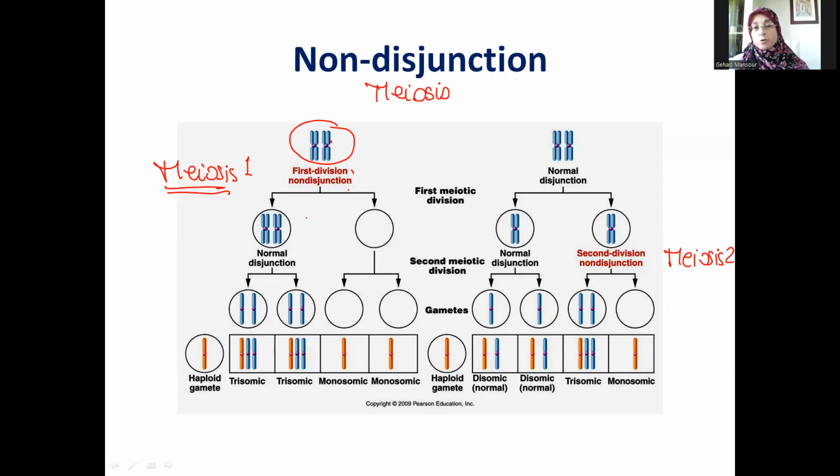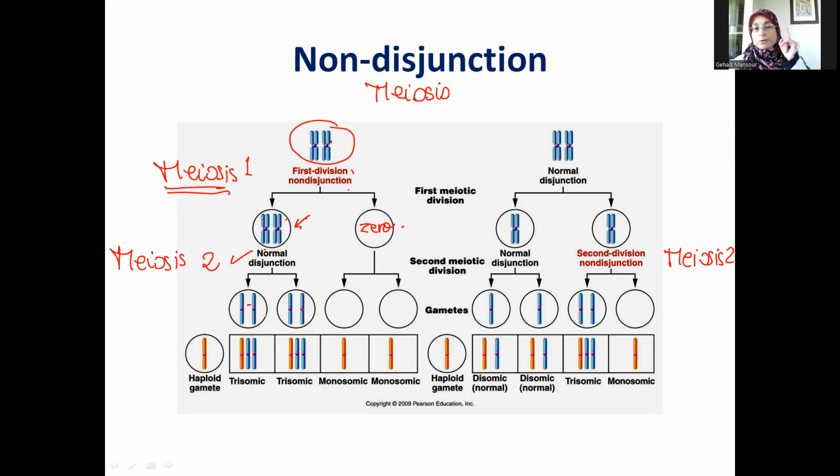In such a case, the two homologous chromosomes went to one of the two gametes, whereas the other one has 0 chromosomes. So during meiosis 2, if we assume that after non-disjunction occurred in meiosis 1, disjunction occurred normally in meiosis 2, then in such a case, every one of these two homologous chromosomes would go to one gamete.